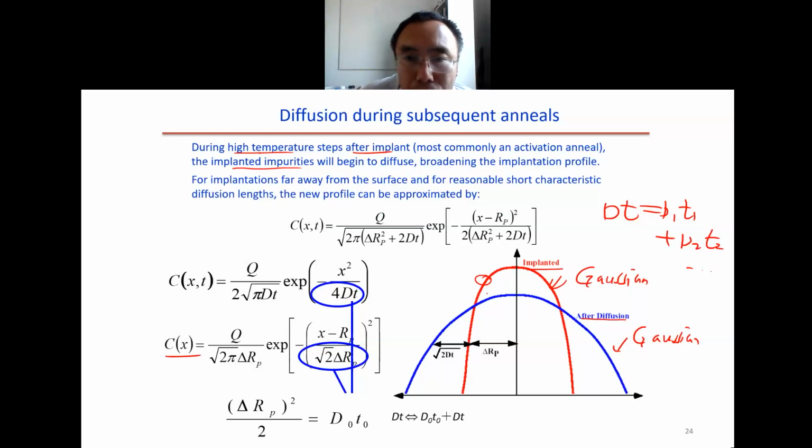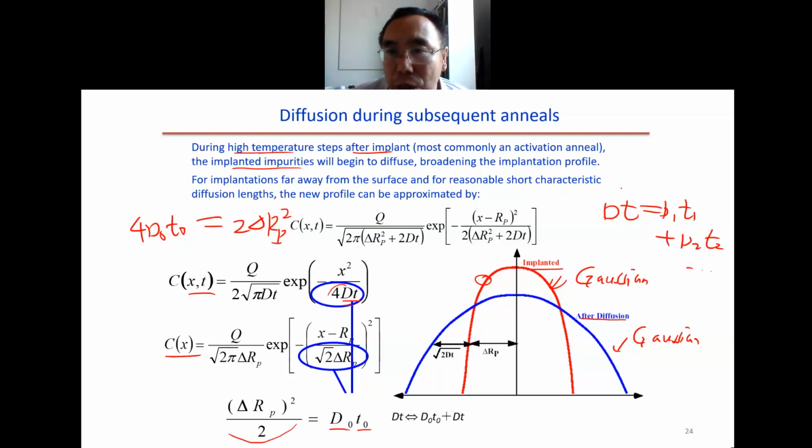So we compare this profile with this Gaussian distribution with the Dt value here. We compare those two. You can see that the 4Dt, we say D0. So 4Dt here is the same thing as this part here, equal to 2 delta Rp squared. They have the same value, the same meaning. Then D0 t0 is given by this number here. So then we know that Dt will be D0 t0 plus Dt.